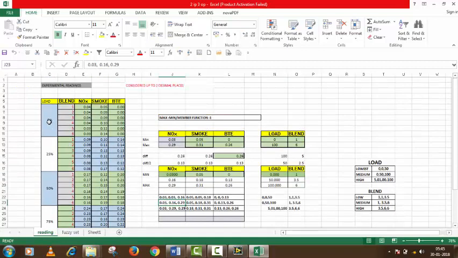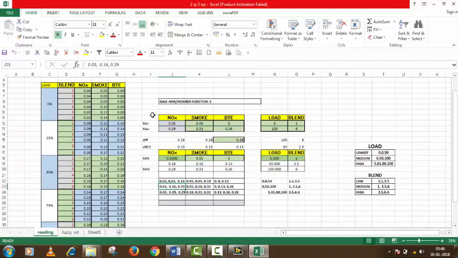With respect to load and blend 1, we have to find out what the output is. With respect to load and blend 2, what is the output, and with respect to load and blend 3, what is the output. These are the readings I observed from the engine, and this expert analysis is going to be used for the fuzzy logic system, and we are going to predict the performance of the engine.